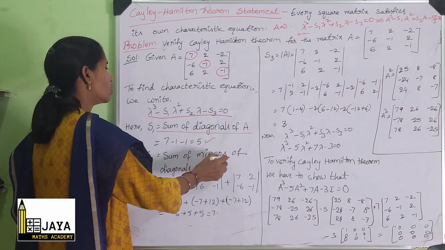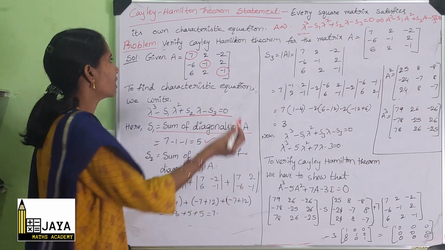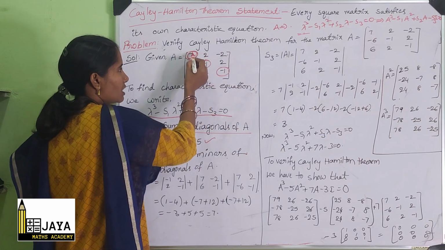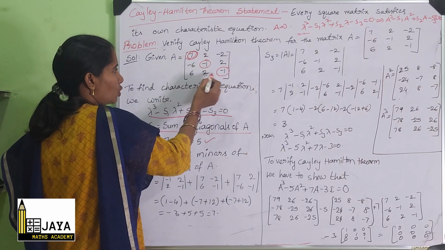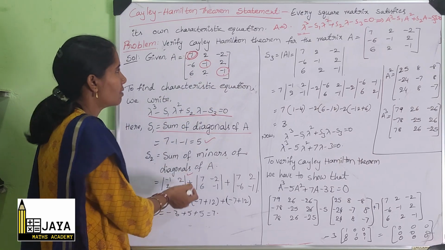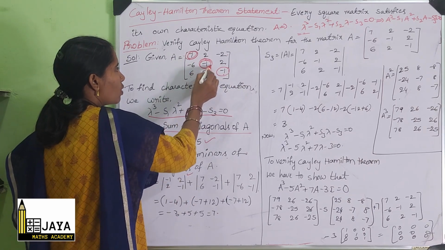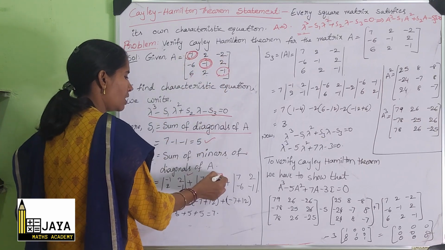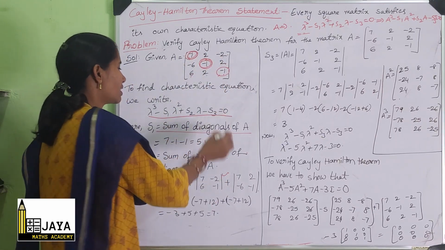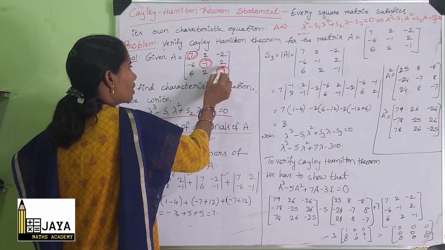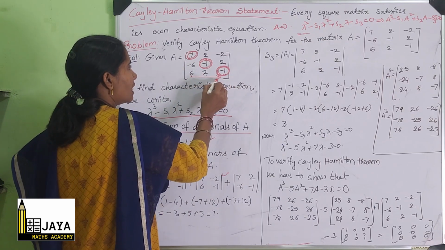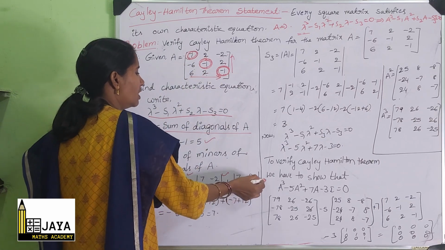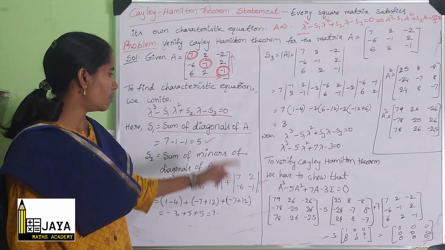Next s2 is equal to sum of minors of diagonals of A. So this is the diagonal element. The minor of this element is by leaving this row and this column: minus 1, 2, 2, minus 1 you will get. Next plus the next diagonal element, this one. By leaving this row and this column: 7, minus 2, 6, minus 1. The next minor. Next plus the next diagonal element, this one. By leaving the same row and the same column you will have 7, 2, minus 6, minus 1. So this is the third row last element minor.